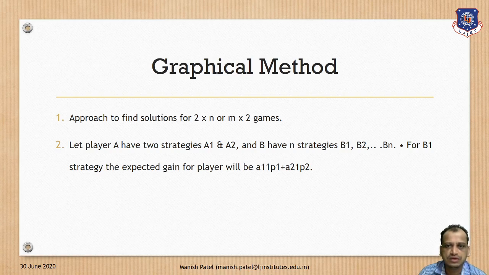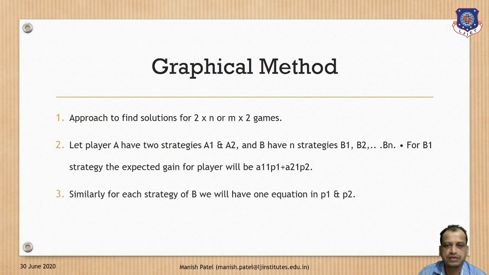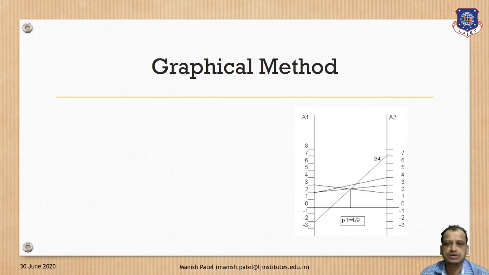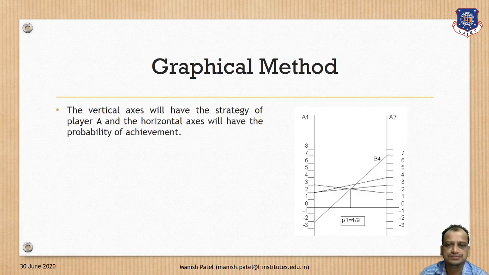In the same way, for B1 the expected gain will be a11 P1 plus a21 P2. For each strategy of B, you will have one equation in P1 and P2. You will solve these equations and arrive at the probabilities, and you will draw the straight lines based on these line equations. Let's look into it so you can understand it.